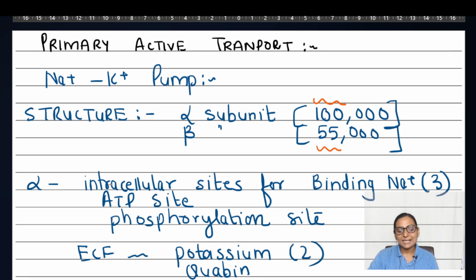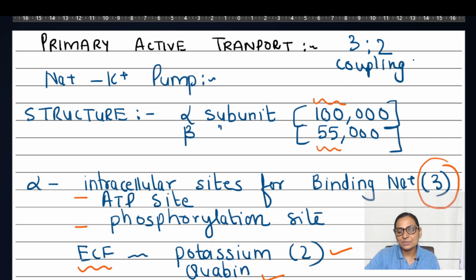The alpha subunit on the side of the ICF has the ATP and phosphorylation site, and 3 sodium ions can bind. On the surface facing the ECF, 2 potassium ions can bind, and therefore you say that the coupling ratio is 3:2, and this is again an important MCQ. 3:2 means 3 sodium outside and 2 potassium inside. Because you have to throw the sodium outside, the sodium binding site is inside, and because you have to take the potassium inside, the potassium binding site will be outside.